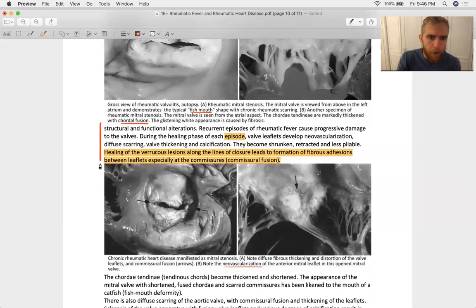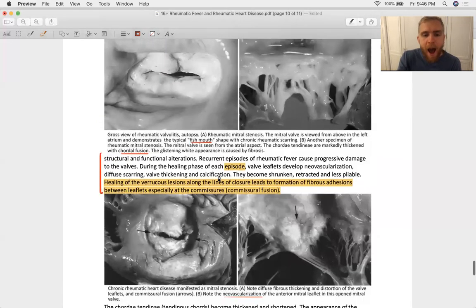Here's a good paragraph right here describing how valvular inflammation accrues during the healing phase of each recurrent autoimmune episode. And when the valves get damaged time and time again, there's more and more collagen there. So the valves are going to lose mass over time, and they're going to shrink or shrivel up into themselves, and they're certainly going to lose their flexibility.